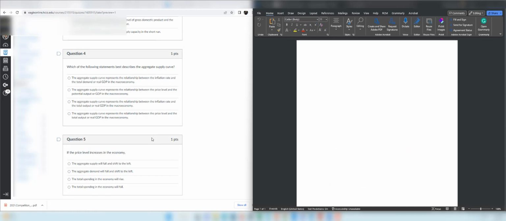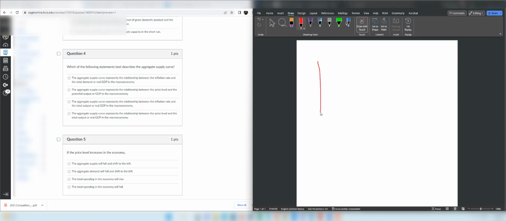Question number 4. Which of the following statements best describes the aggregate supply curve? So let's draw the aggregate supply curve. Remember, the aggregate supply curve shows the relation between the price level, which is a price index, and real GDP. And it is a curve like this. Aggregate supply curve. So let's find out which answer is correct.